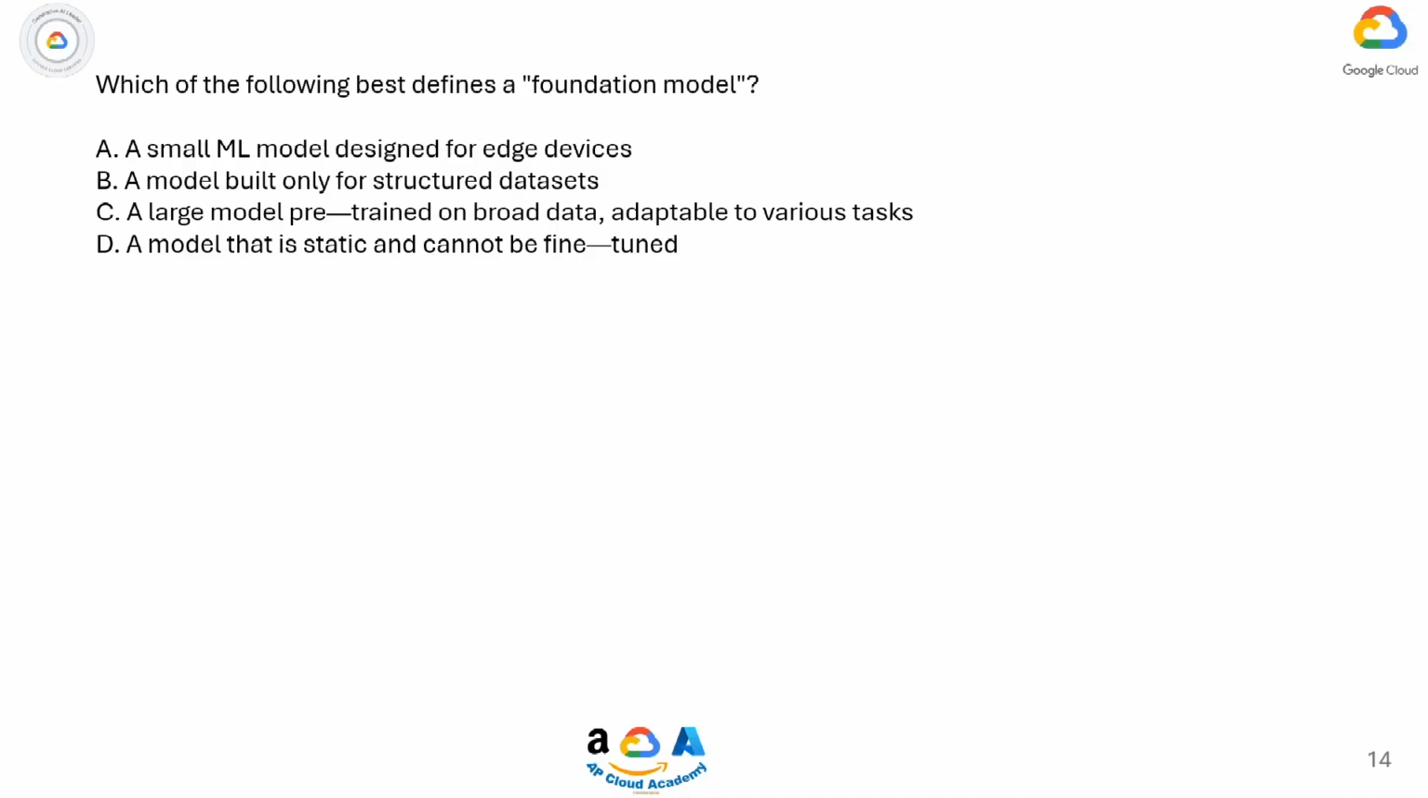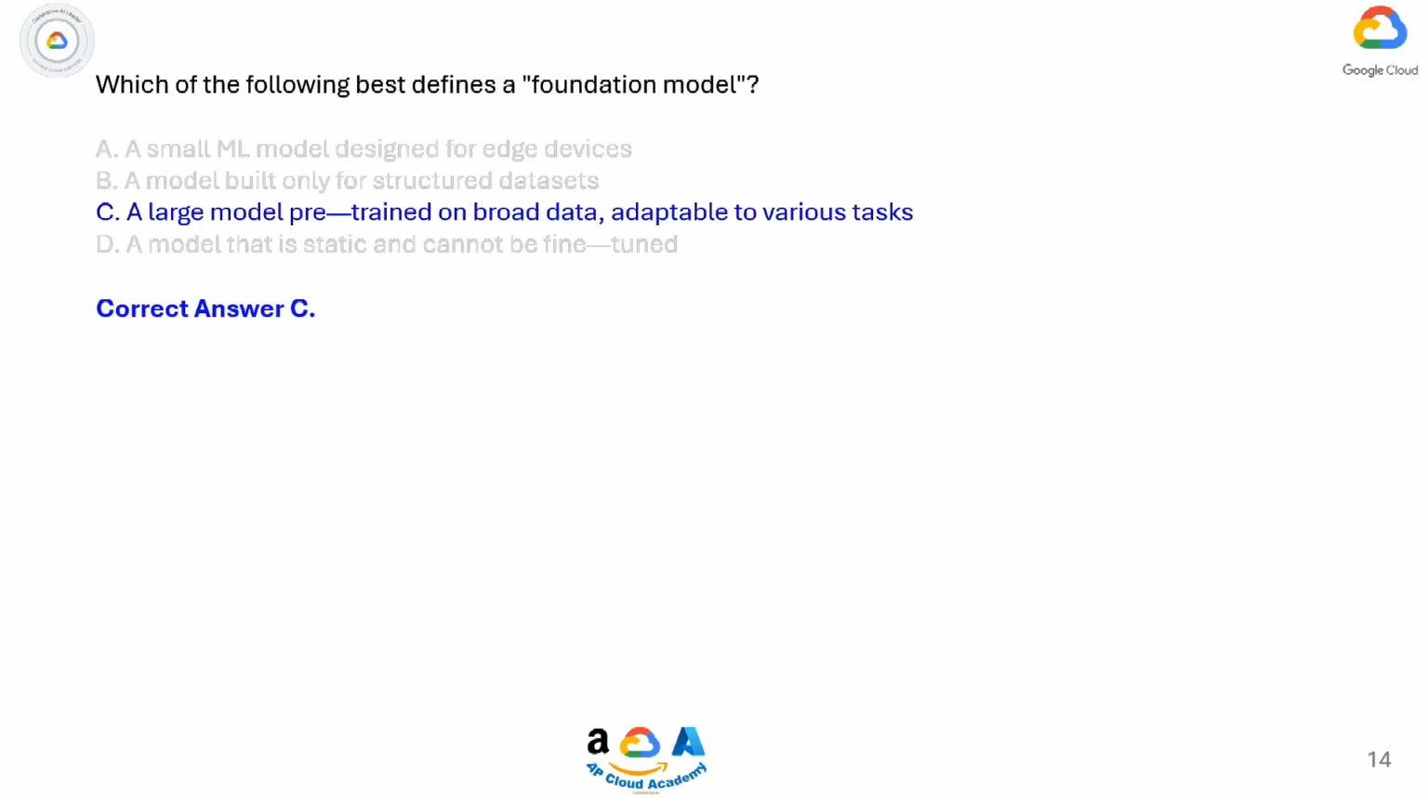Which of the following best defines a foundation model? A. A small ML model designed for edge devices. B. A model built only for structured datasets. C. A large model pre-trained on broad data, adaptable to various tasks. D. A model that is static and cannot be fine-tuned. Correct answer C. A large model pre-trained on broad data, adaptable to various tasks.